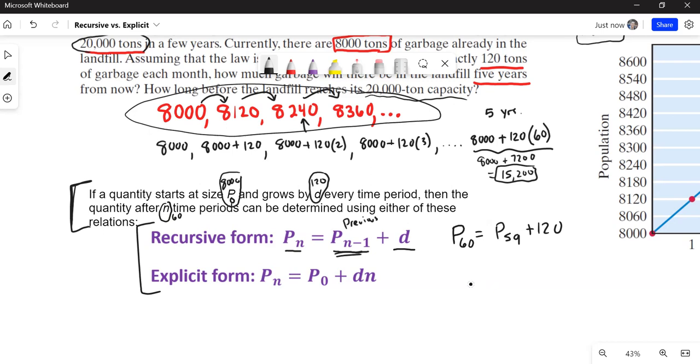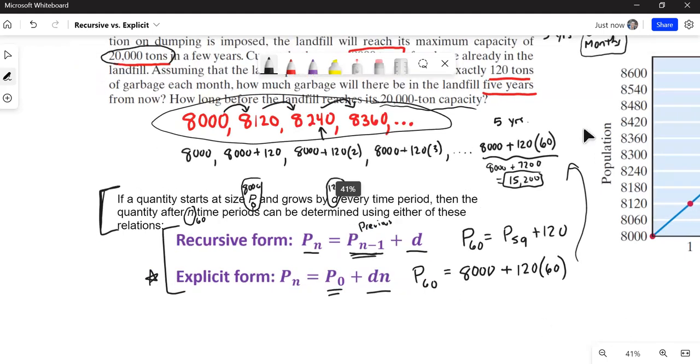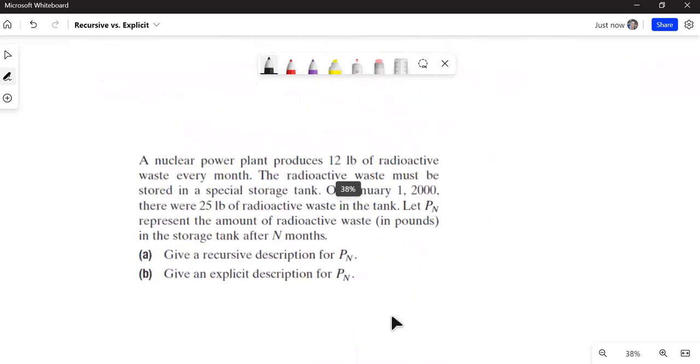Now, the explicit form is a much handier way to figure out something way out in the future. To find the 60th term, you just start with P naught, which is the 8,000 in the problem, plus D times N. Now, D again is the amount of growth each time. So that would be 120 in this problem that we did before, times N, the number of time periods, 60. You can see that that is precisely what we did above. So it's the same formula. Those are formulas you can write down in your notes to use later, and we'll use them in later videos. Okay, let's take a look at one last problem to see how this can work.